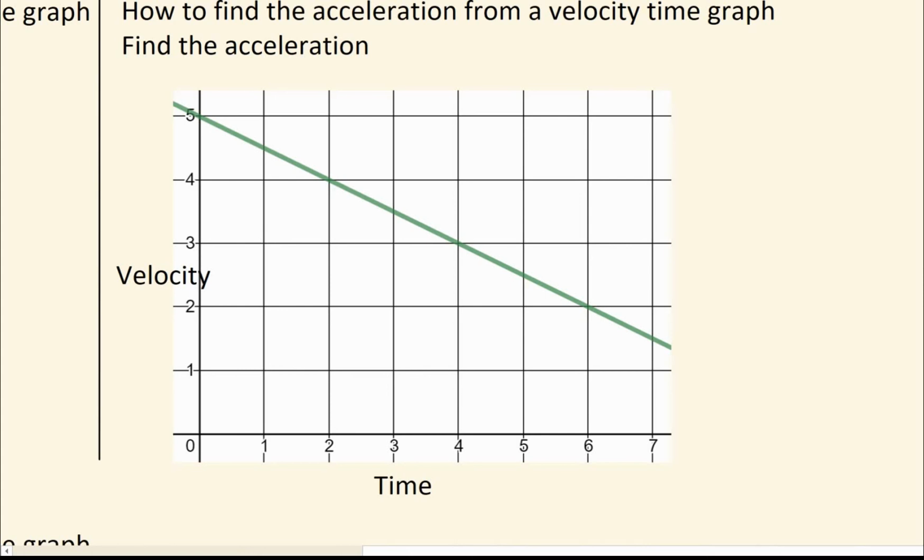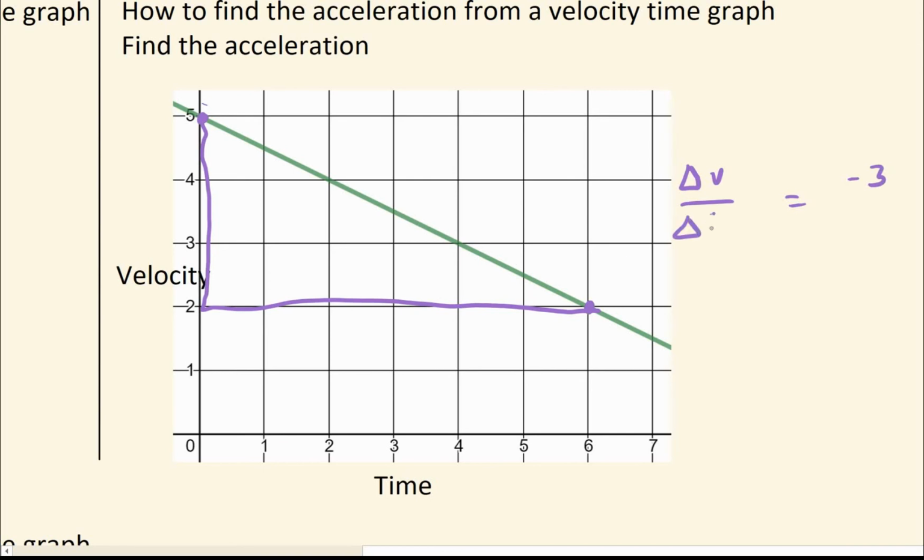Next, we want to find the acceleration from a velocity time graph. So the acceleration is going to be the change in velocity divided by the change in time. To do this, you again can make a triangle. So I'm going to pick 2 points and make a triangle from them. My velocity has gone down from 5 to 2, so my change in velocity was minus 3. It went down by 3.